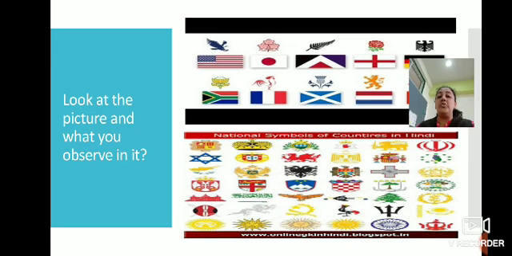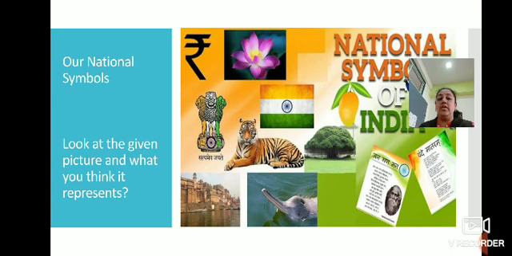Now I am going to show you another picture. You have to tell me what it is about. Look at the given picture and what do you think it represents? Before that, tell me, what do you observe in this picture? Okay, you can see a mango, a banyan tree, a tiger, three lions, a lotus, Jana Gana Mana, and Vande Mataram. Yes, so these are the different symbols.